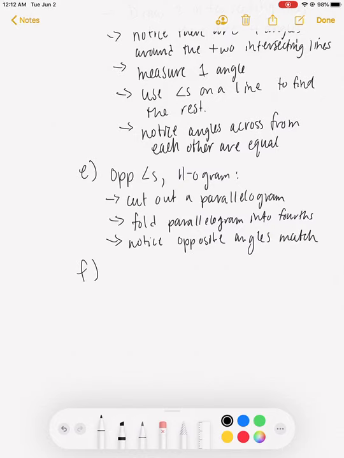Okay, and the last one: describe how students can discover that the interior angles in a parallelogram or trapezoid are supplementary. Okay, so this is interior angles. So they want to cut out a parallelogram or trapezoid.